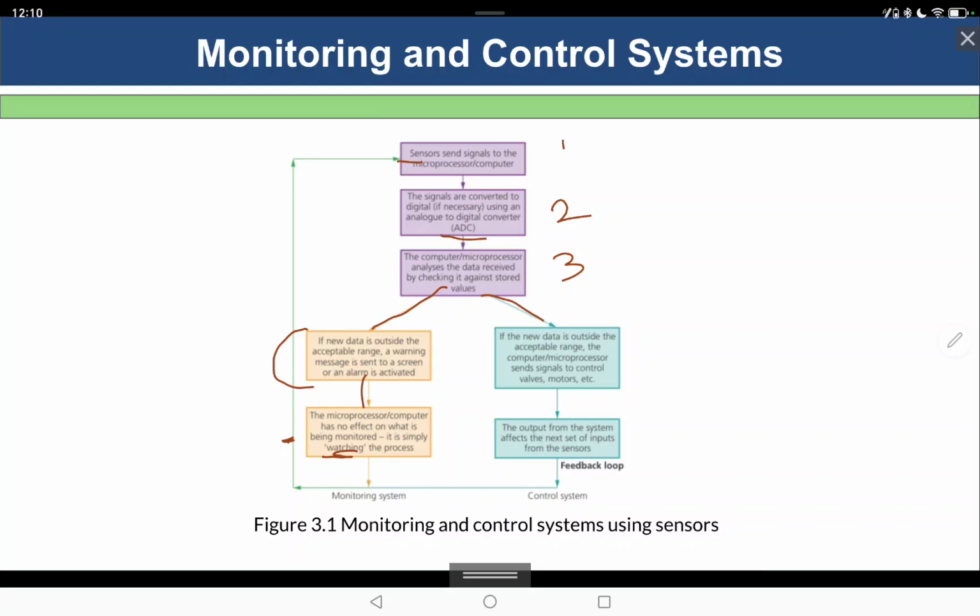While in a control system, if the data is outside the acceptable range, then the microprocessor will send a signal to the actuator, either to the valves, to the motor, or whatever actuator is being used. The output from the system affects the next set of input from the sensor. So based on the data sent from the computer system, a change will be made in the outside world. Maybe it is to open the valve, turn something, or close something. So a change will be made. That is the difference between monitoring and control systems.